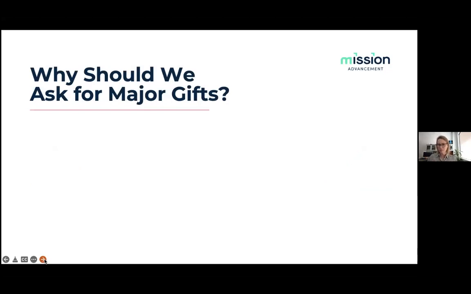So why should we do that? I'm using the term major gifts here, which I don't really love, but because we use it so much in our industry, I think everybody will know what I mean. But when I think about major gifts, it's really just that relational kind of approach, which typically results in larger gifts. But it really is this kind of idea of just the relationship.